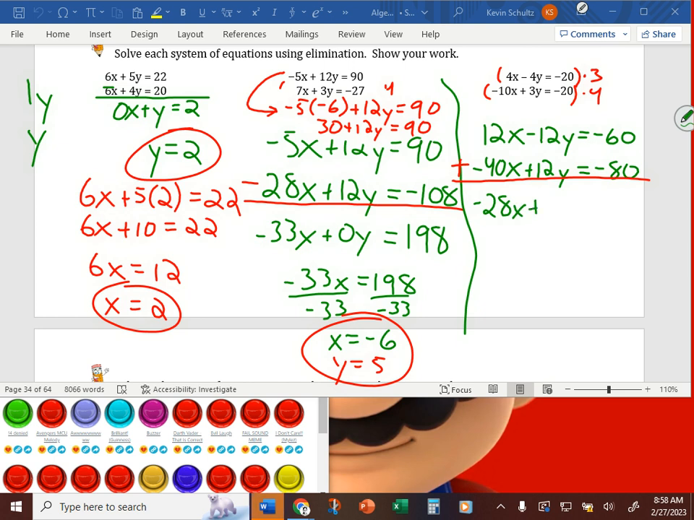Negative 12 plus 12. And negative 60 plus negative 80. No. Negative 60 plus negative 80. Is it 120? Negative 120. We'll get there. Negative 140. Negative 140. Okay.